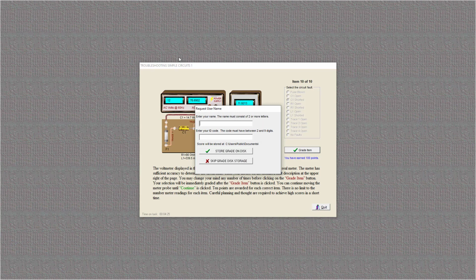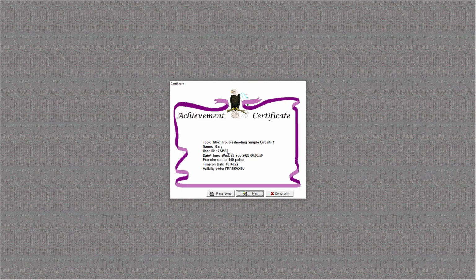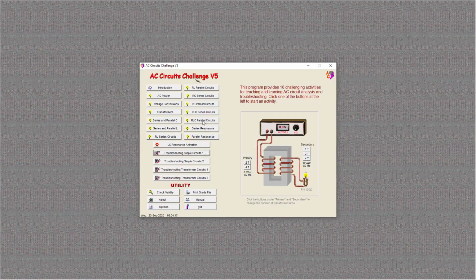And I'll show you again here. Just put your name in there. And we're going to skip disk storage. Here, that's okay. And we're going to print this to PDF and upload it into our Canvas.